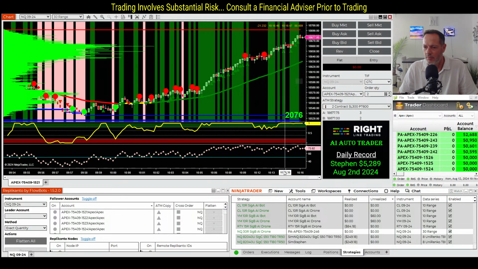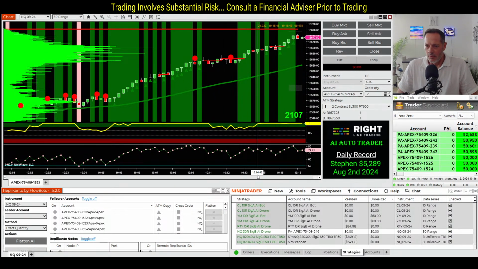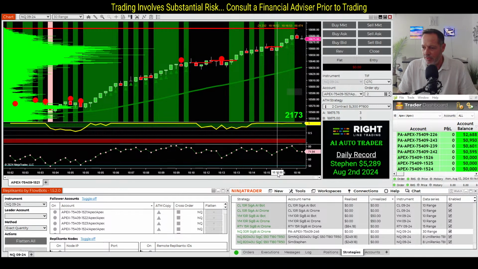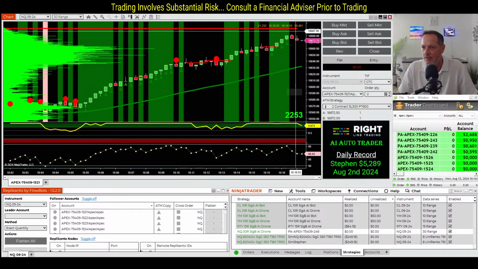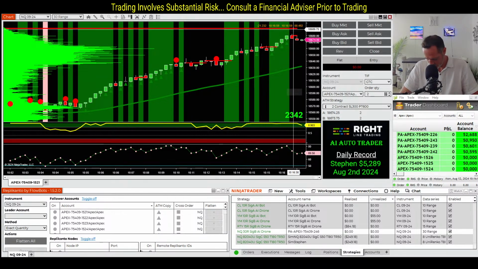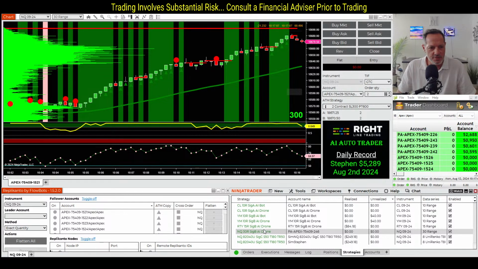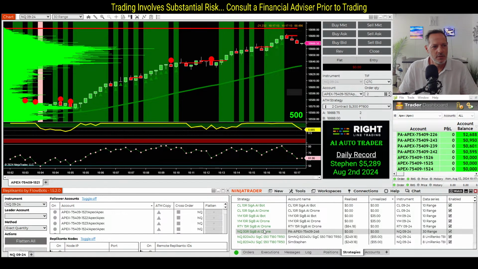Got in a little late here. We'll see if it can pop through this. Has to clear this pivot, I believe, to enter this trade on this strategy. So when you enable them and the strategy turns green, that means it's hot, ready to roll. Nice move. Wow, that was a beauty.